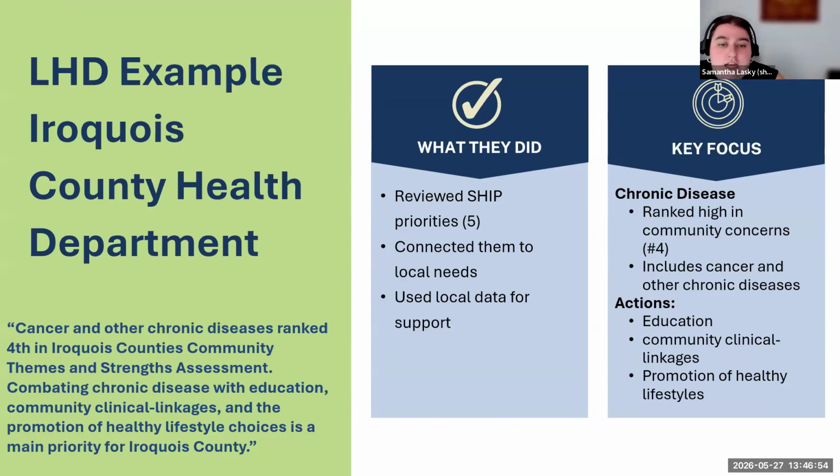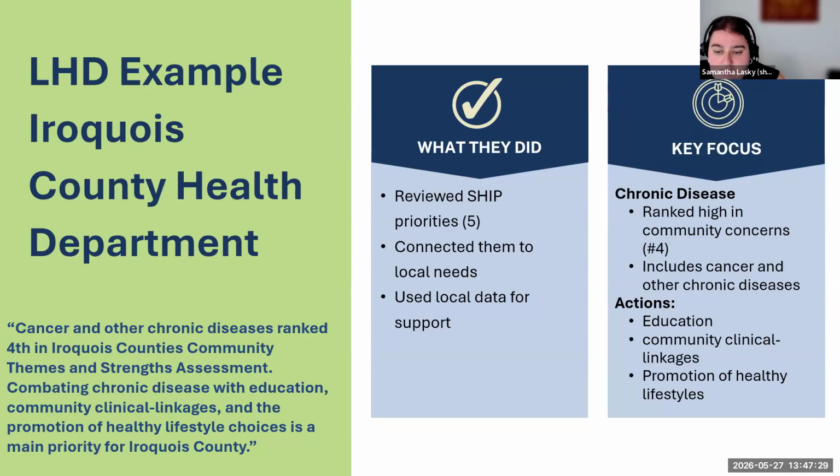Finally, we would like to share 2 examples, the first from the Iroquois County Health Department. What they did is they demonstrated their review of the SHIP by listing the 5 SHIP priorities and noting the relationship to Iroquois County, as well as referencing local data and similarities between intended state and intended local goals. For example, the Iroquois County IPLAN report noted chronic disease as a SHIP priority and explained, and you can see the quote here, this is directly from their IPLAN.